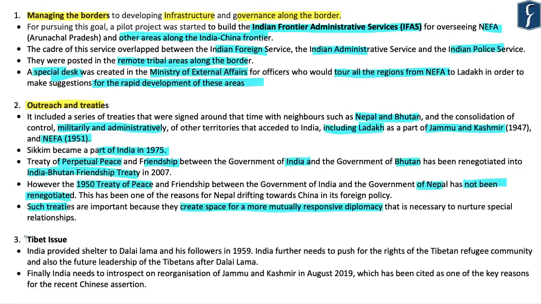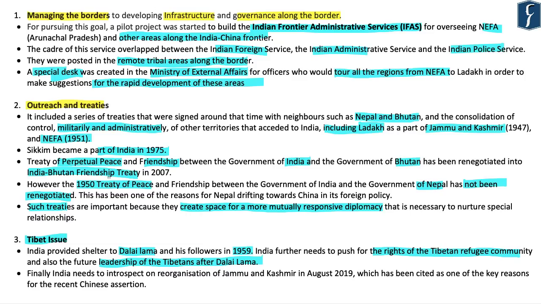The last pillar of India's three-pronged strategy was the Tibet issue. As you must know, India provided shelter to the Dalai Lama and his followers in 1959. Though it did not sit well with China at all, India needs to push for the rights of the Tibetan refugee community and also for the future leadership of Tibetans after the Dalai Lama.